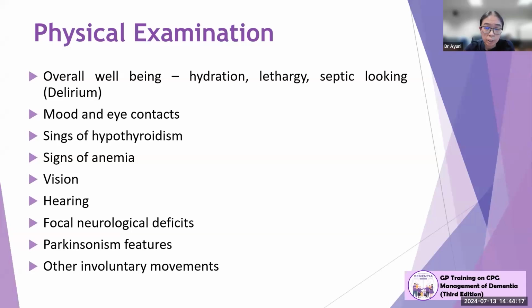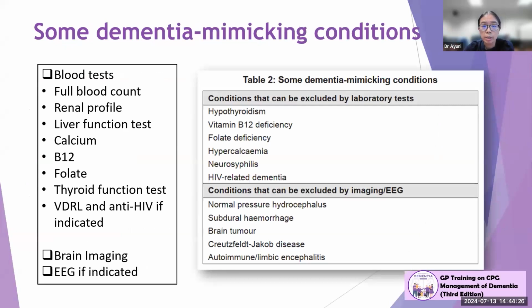And other involuntary movements, because there are other types of encephalopathy which can present like dementia-mimicking conditions. So all this is because we need to rule out these dementia-mimicking conditions. You can find this in the CPG also. We list out the common dementia-mimicking conditions that we encounter.